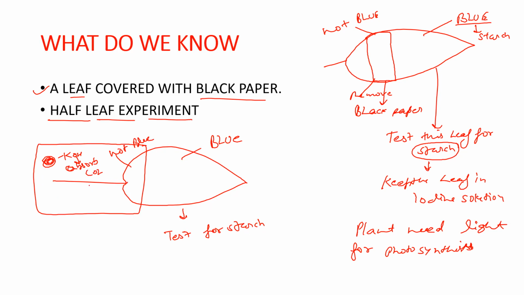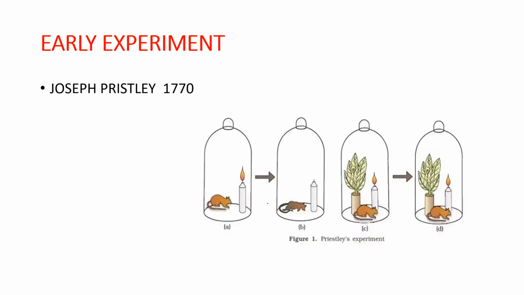So all the carbon dioxide is removed. So there is no carbon dioxide left. So no photosynthesis takes place. So that's why this part is not turning blue. So this shows that plants need CO2 for photosynthesis. Okay, done.